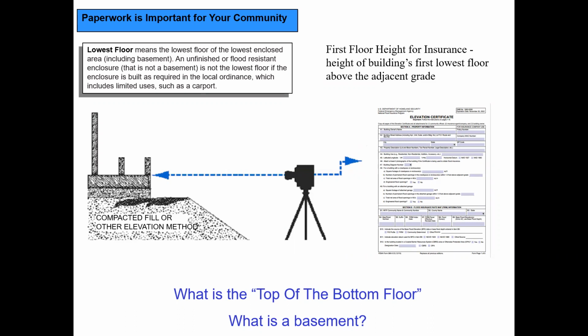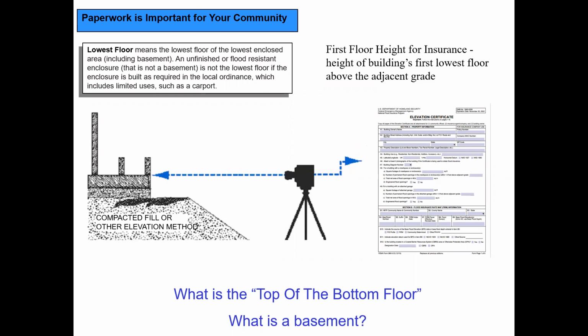And then first floor height, again, this is something new for insurance. We're not necessarily looking at the lowest floor. First floor height is the height of a building's first lowest floor that's above the adjacent grade. So we're not necessarily looking at a basement floor anymore. In that elevation, we're looking at the first floor height in combination with their foundation type. So that is a change. Again, the elevation certificate is not changing. Floodplain management is not changing.